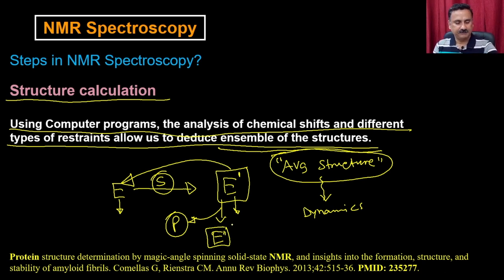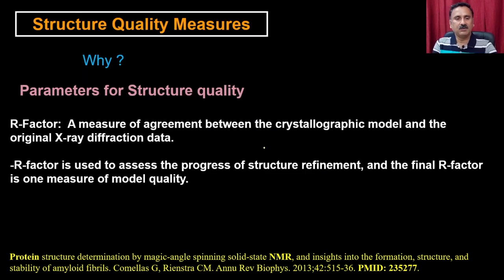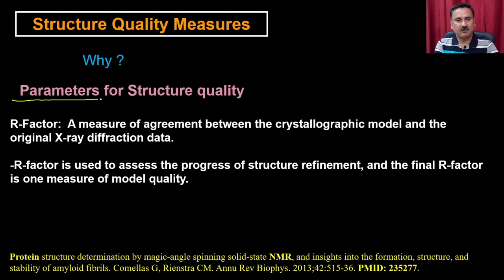Now, once you solve the structure either by X-ray crystallography or NMR spectroscopy, you have to determine whether the structure you have solved is of good quality or not, right? So what are the parameters for the structural quality? The first parameter is the R factor.